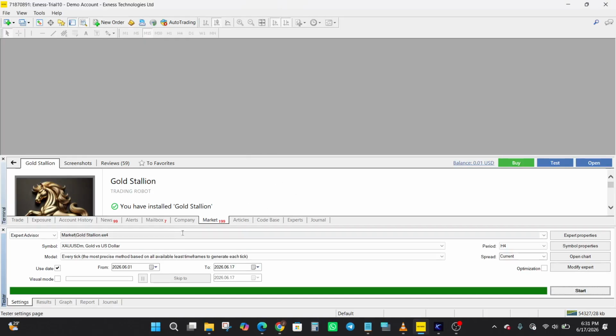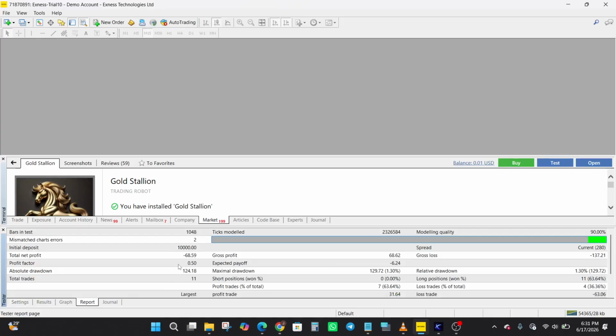I'm testing the Gold Stallion EA on XAUUSD on the H4 time frame, and I'm just testing it over the past about 2 weeks plus. The reason I did that is because of time. The EA seems to be taking quite a lot of time when backtesting for the results to come out. But if you are really interested in this expert advisor, I would actually recommend that you test it over a longer period of time, because 2 weeks plus is actually very, very insufficient.